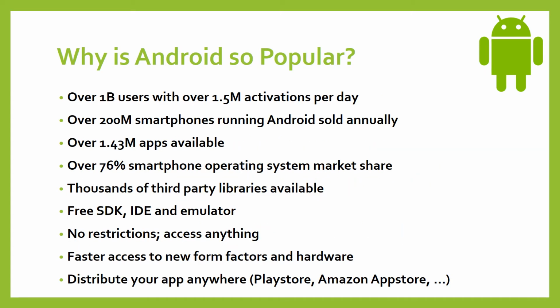Why is Android so popular? Here I just want to give you a few important reasons, things which you may not be aware of, which tell us why Android is so very popular. You may even be an Android user, you should be knowing this. Over 1 billion users, with over 1.5 million activations happening every day. Over 200 million smartphones which run on the Android operating system are sold every year. Over 1.43 million applications or apps are freely available.